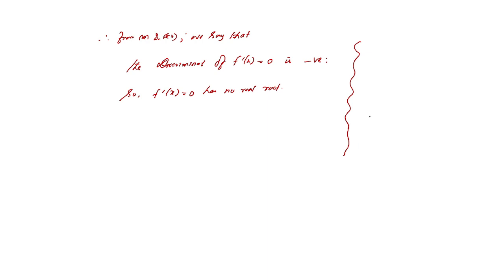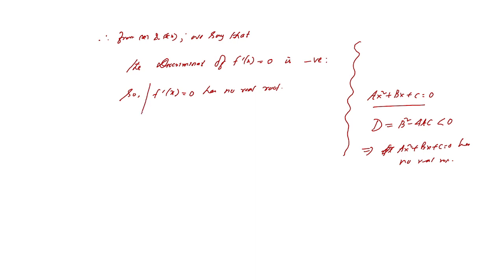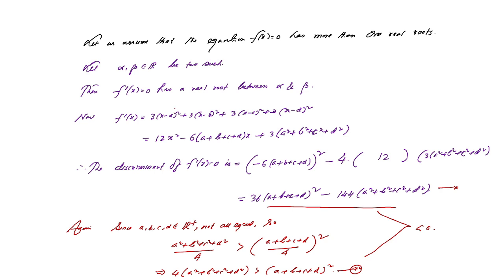What is the fact here? The fact is, if x² + bx + c is a quadratic equation of degree 2, and the discriminant, that means b² − 4ac, is less than 0, that implies the equation x² + bx + c = 0 has no real root. That means all roots are complex. Similarly, f'(x) = 0 has no real root. And here we have seen f'(x) = 0 has a real root between α and β. So this is a contradiction.